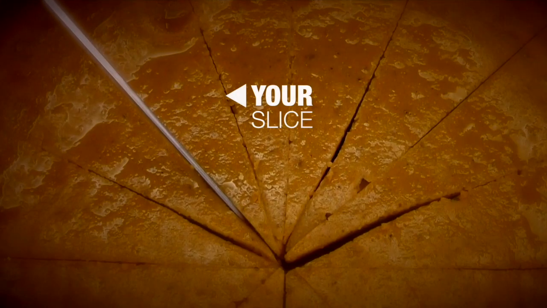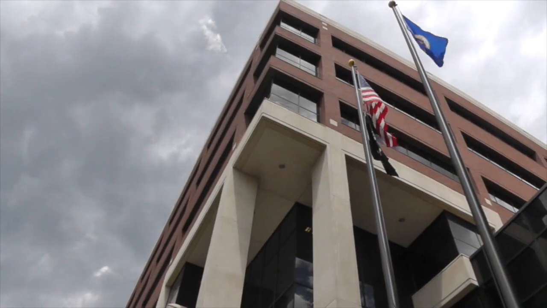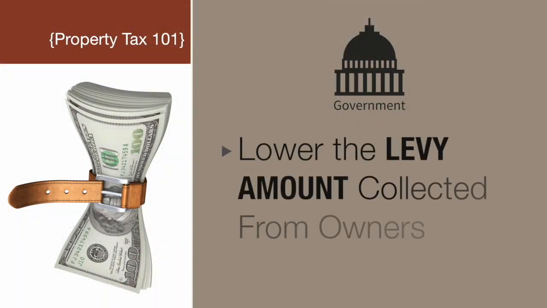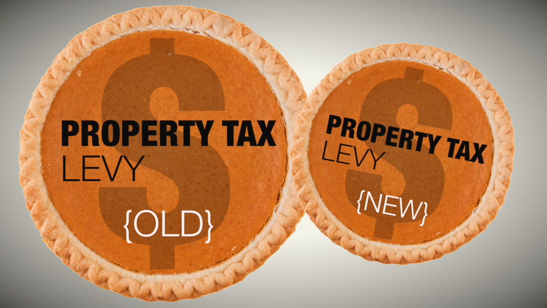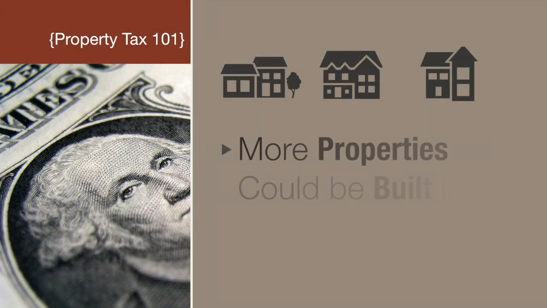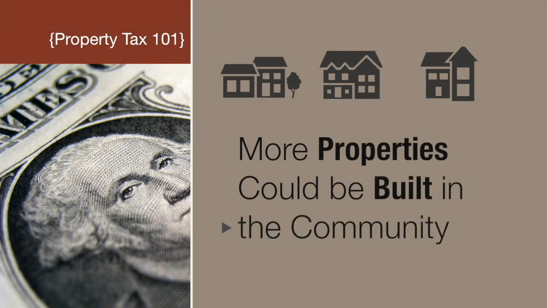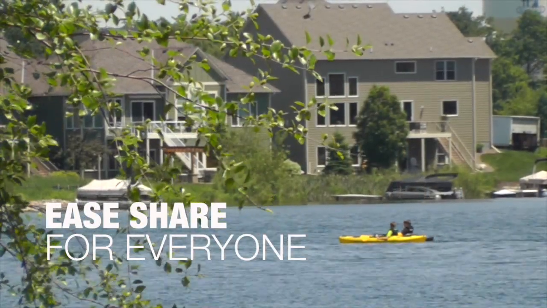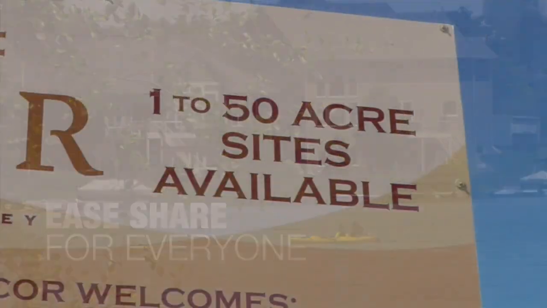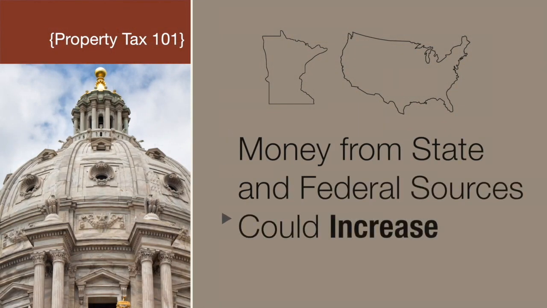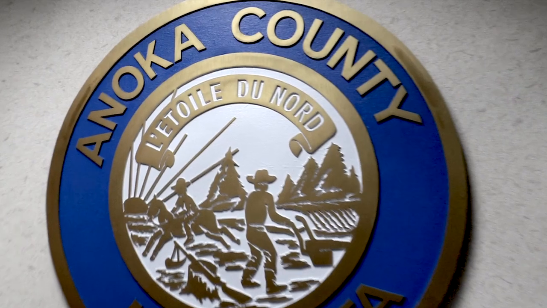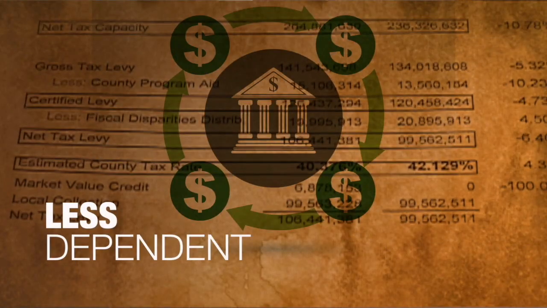How can the size of your slice become smaller? First, your government can lower the levy amount collected from property owners, meaning the overall size of the pie gets smaller. Second, more properties could be built in the community, which helps ease the share for everyone. No doubt you've heard the phrase, many hands make light work. And third, the amount of money local governments receive from state and federal sources could increase, leaving the local government less dependent on the tax levy.